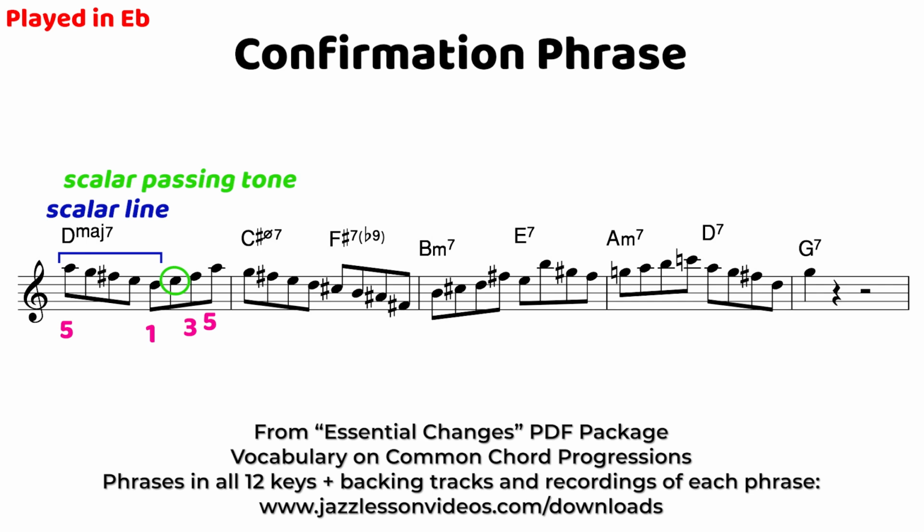In the next bar, we resolve from that A right down to the G natural, which is a really important chord tone of our C sharp half diminished 7. That's the flat 5. From there, we go flat 5, 11, or 4, the F sharp, down to our flat 3, then to our flat 9, D natural, then resolve down a half step to the C sharp over the F sharp 7 flat 9.